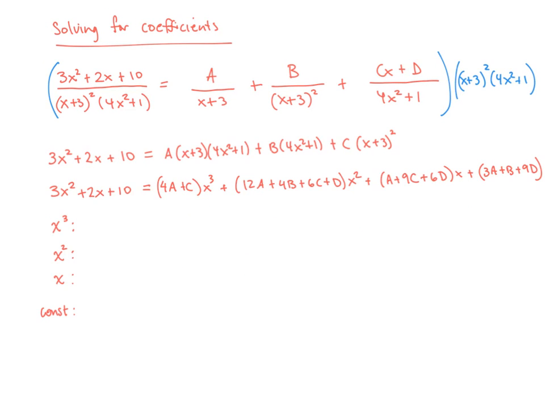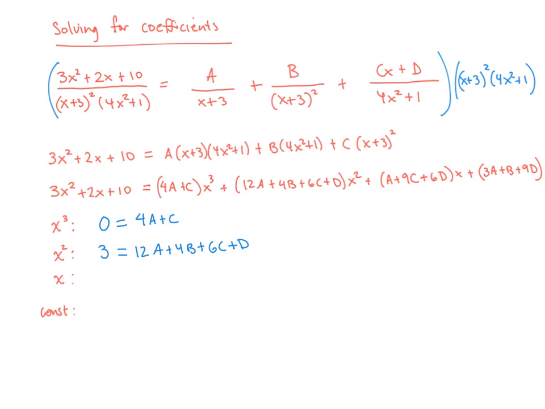Let's pair the coefficients. On the left-hand side, we notice there is no term with an x cubed, so we just write a 0 for the left-hand side. On the right-hand side, the coefficient in front of x cubed is 4A plus C. Looking at the x squared terms, on the left-hand side, we notice there's a 3. On the right-hand side, we have 12A plus 4B plus 6C plus D.